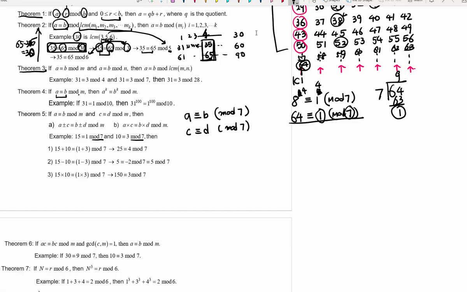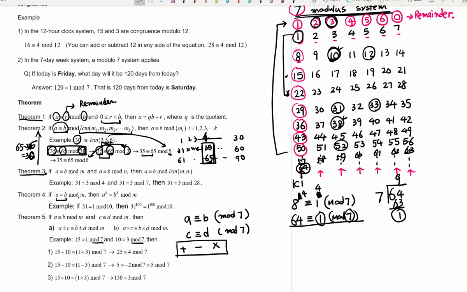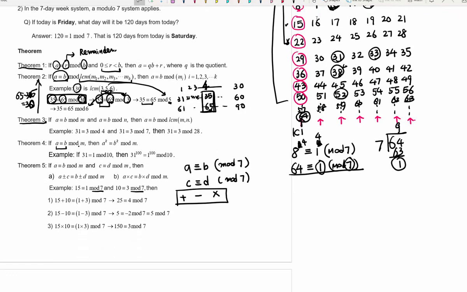So when you choose this one, you can use what? Plus, it's okay. Minus, it's okay. And multiplication, all three always working. So I'm going to choose two numbers in column 1, okay? Column A, I'm going to use two numbers, 8 and 15, okay? So 15 and 8 mod 7, right? They are in the same column, okay? For example, this one.